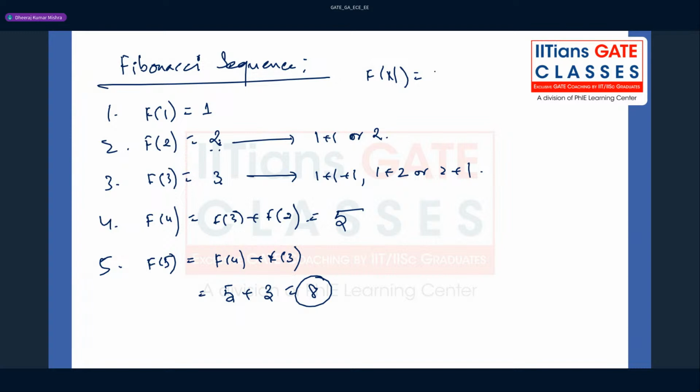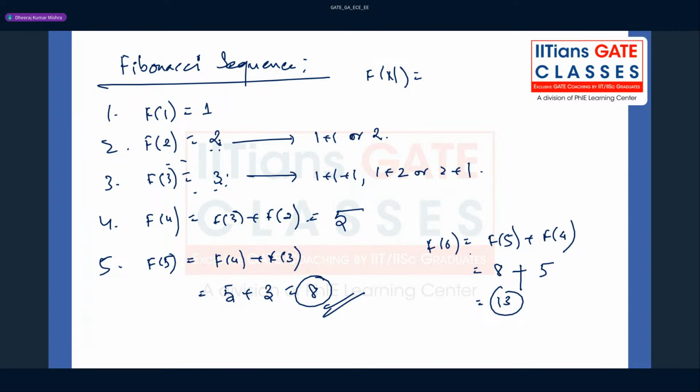Fn is nothing but this number and this number, right? That's it. So the answer for this question will be F. Suppose they are asking F6. So F6 is going to be what? F5 plus F4. So you can say that this is nothing but 8 plus 5, right? So 13. In this manner, you can find it.